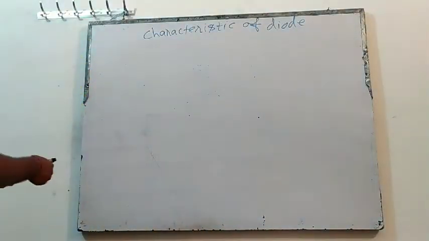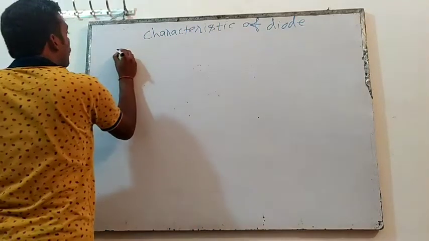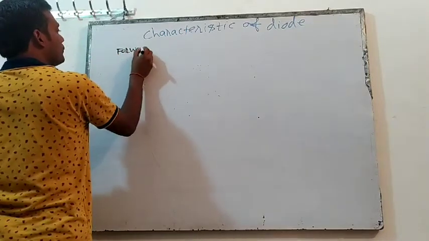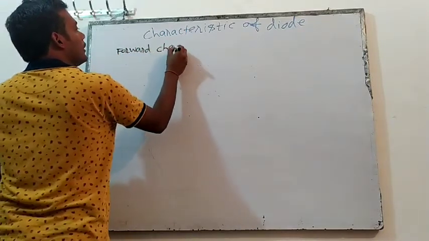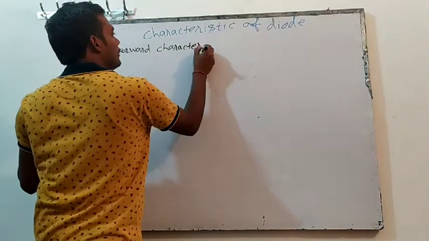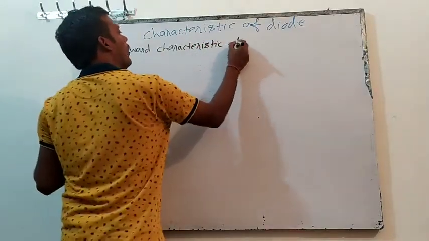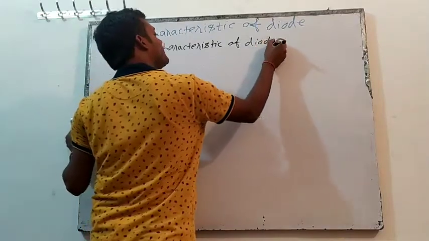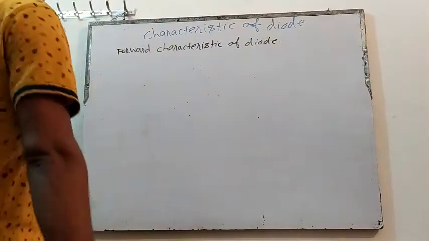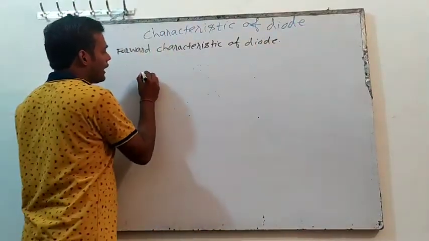First we will understand the forward characteristic of diode. Diode means PN junction. So what I will do? I will take a diode.